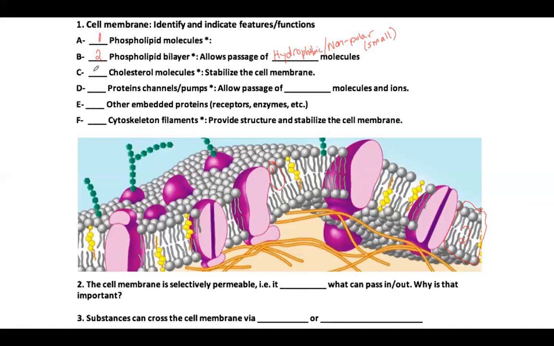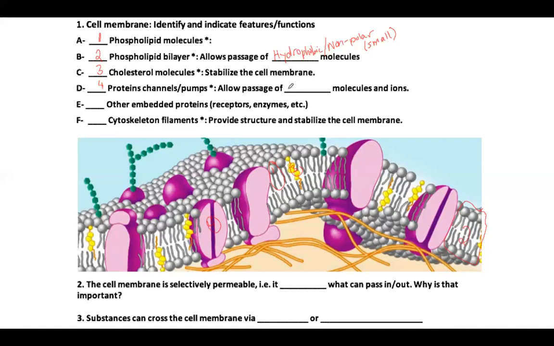Cholesterol molecules are the ones in yellow. These help stabilize the cell membrane, so they keep these phospholipids together and don't allow them to condense too tightly to become rigid. The protein channels and pumps are what we see here in purple.